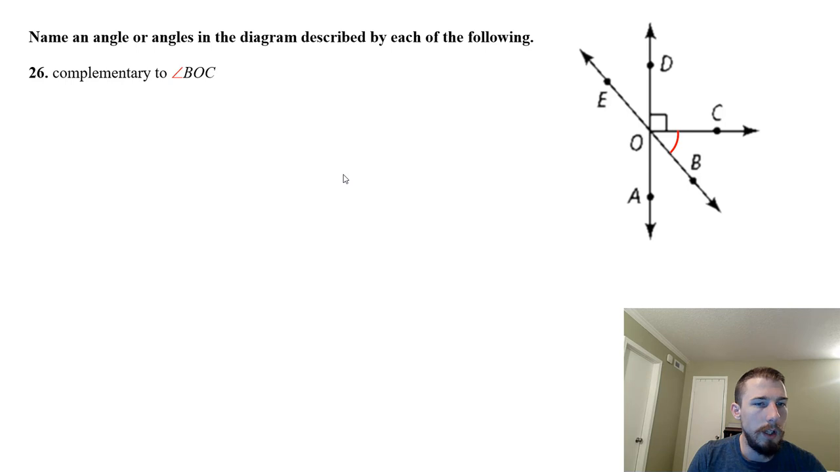Name an angle or angles in the diagram that are described by each of the following. So I'm going to ask you to give me the name of an angle that's complementary to angle BOC. Now what does complementary mean? Again, you can change the C to a 9, right? 90, so it's 90 degrees.